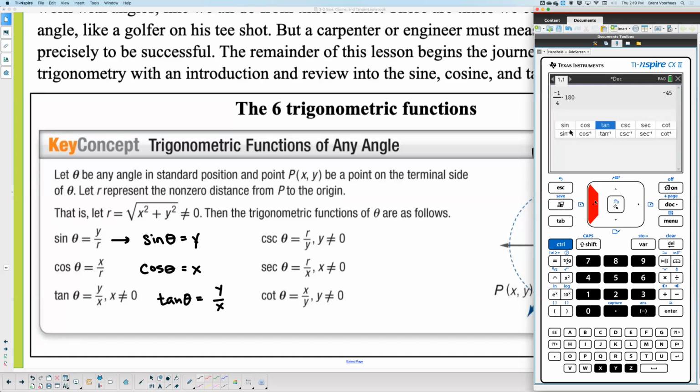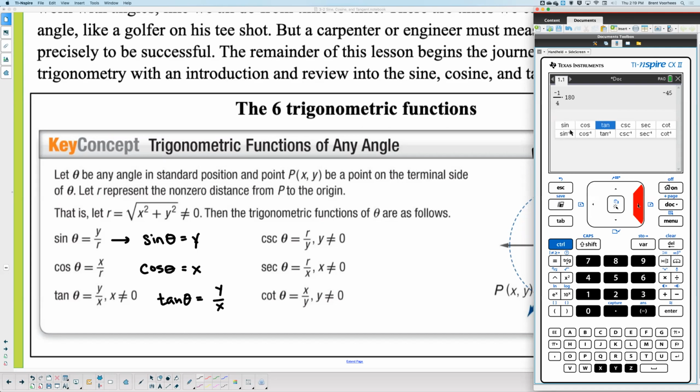Sine is y, cos is x, tangent is y over x. Another way, if you panic: tangent is your slope. Why do I say slope? What was the definition of slope in Algebra 1? Rise over run, change of y over change of x. It's the order of slope. Tangent is slope because it's y over x. Tangent is your slope. That's what it is.